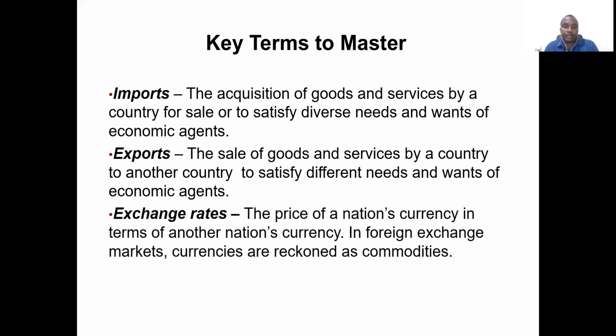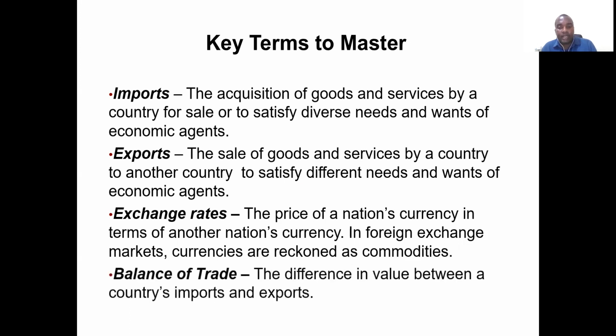Exchange rates refers to the price of a nation's currency in terms of another nation's currency. In foreign exchange markets, currencies are reckoned as commodities, and the exchange rate is the price which will be ruling in the foreign exchange market or markets. And then the balance of trade, this is the difference in currency amount or in value between a country's imports and exports.